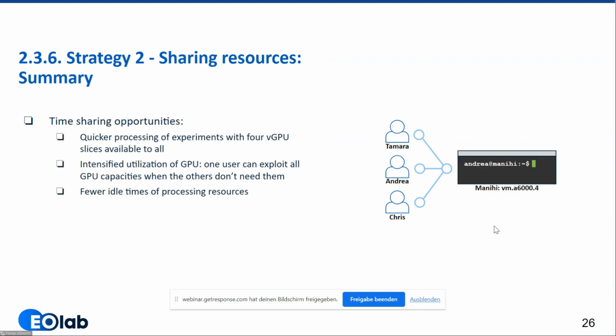So just a summary for the sharing resources strategy. Time sharing opportunities are that you can do quicker processing of experiments with 4 vGPU slices available to all instead of only 1 or 2 per person. And you intensify your utilization of the GPU. One user can exploit all GPU capacities when the others don't need them. So in total, you get fewer idle times of processing resources, and thereby can exploit the available resources much better than with the split-up system.